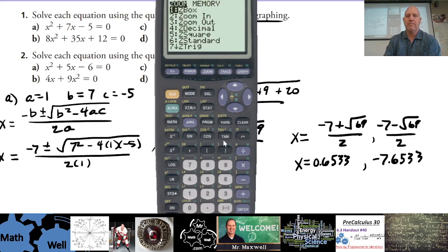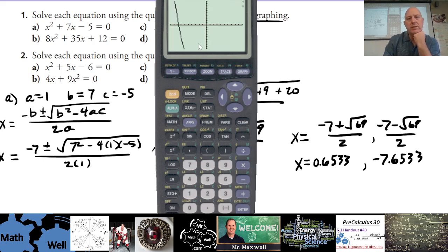So let's zoom 6, standard window. Look at that. Those are the two intercepts. So you can do this on Desmos a little bit quicker and easier too, but for your exams and stuff, you're going to be able to use this calculator if you have to graph. So we'll just go over how to do it here again.